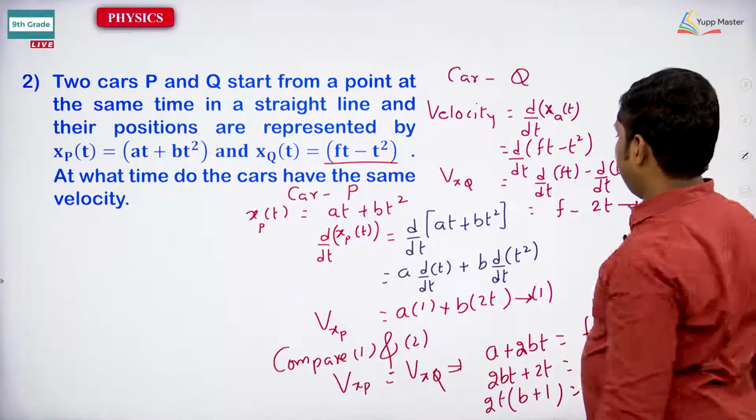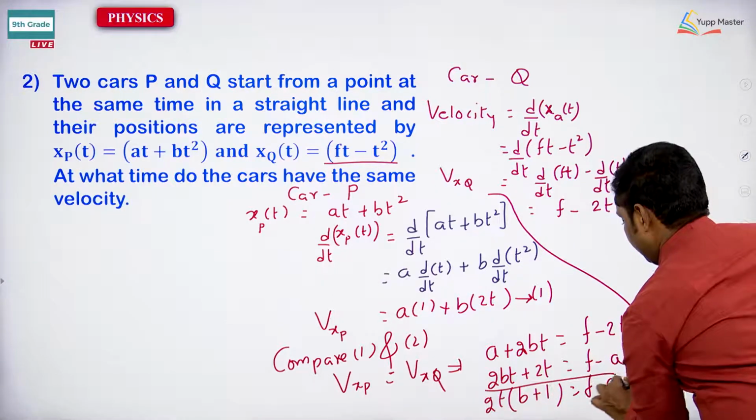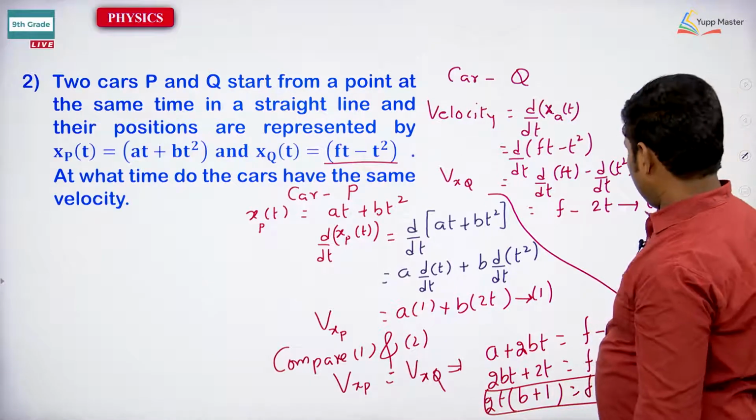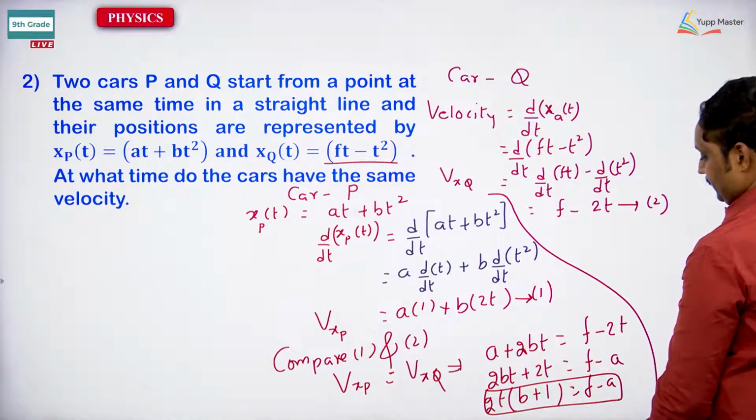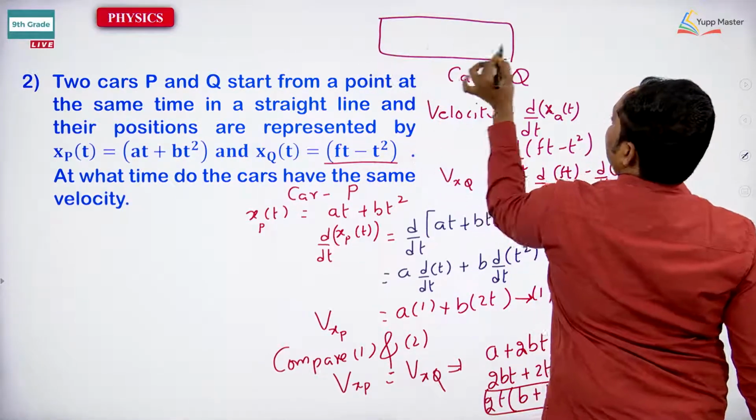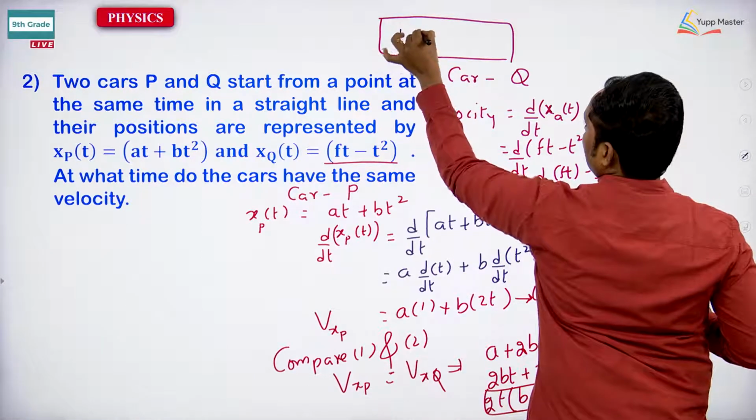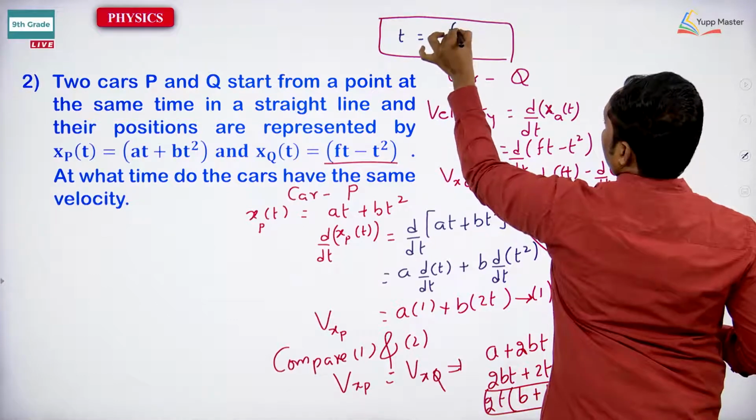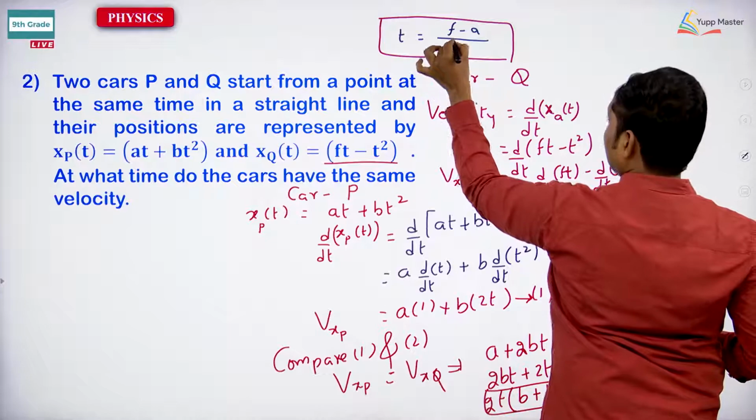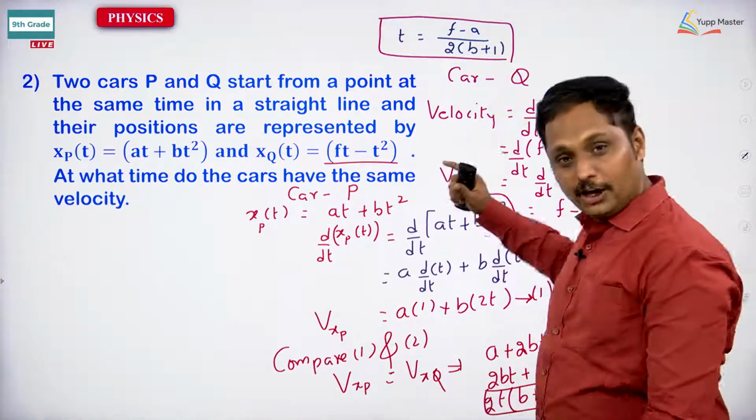Easily you will find out the final value from this expression. If you take the final result, that is t is equal to (f minus a) by 2 into (b plus 1). That is the result we have obtained.